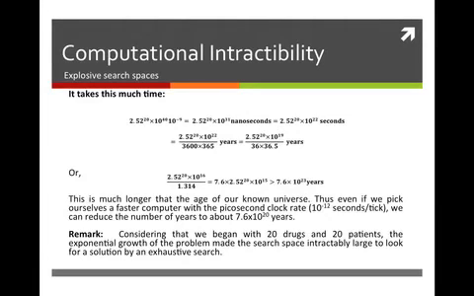So even if we picked ourselves a faster computer, like a picosecond, which is 10 to the minus 12 seconds per tick, we would only be able to reduce the time to about 7.6 times 10 to the 20 years. And you have to keep in mind that we're talking about 20 drugs and 20 patients, very, very small numbers of patients and drugs. And even then, we get into this mess.